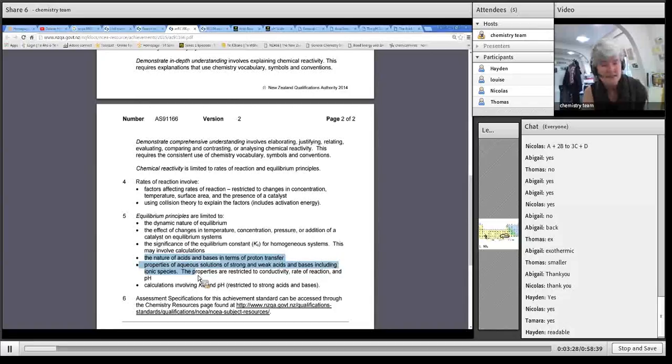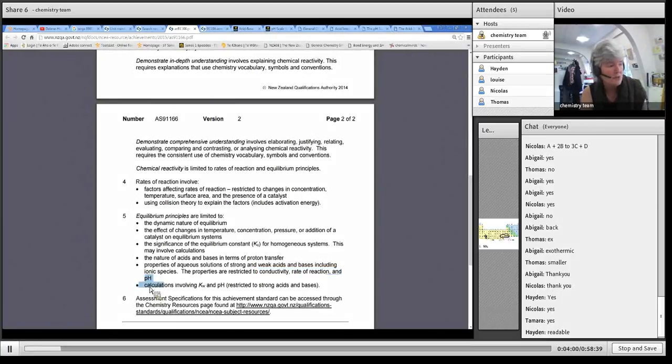So it's what is an acid, what is a base? What is a strong acid, what is a strong base? And what is a weak acid, what is a weak base? And how do we know what we've got? We look at some properties like conductivity, how well it conducts an electric current, how quickly something will react in a strong acid or a weak acid, and then the pH. Those are the three things we have to look at.